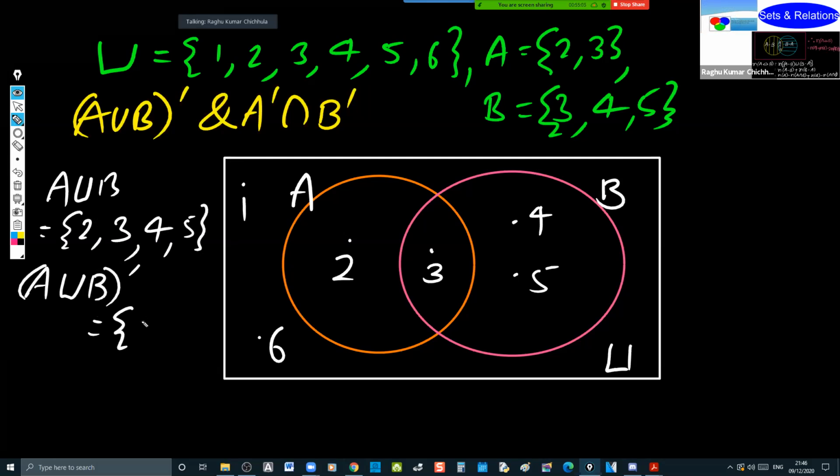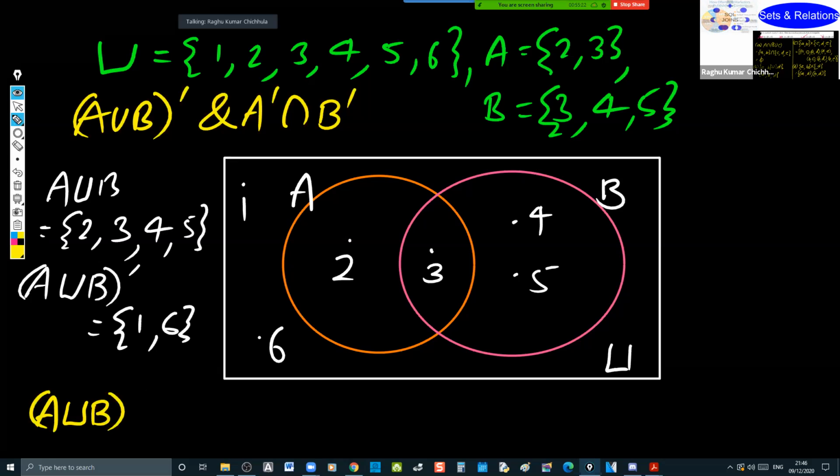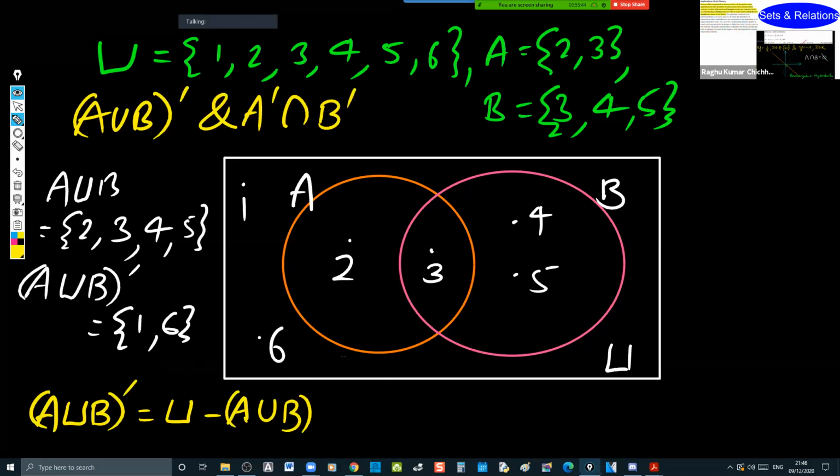Now, can I conclude this? Very important, please. Further, it will be used directly. Conclusion: can I write A union B whole complement as U minus A union B? Yes, sir. This is what you have to understand: A union B whole complement is nothing but U minus A union B.